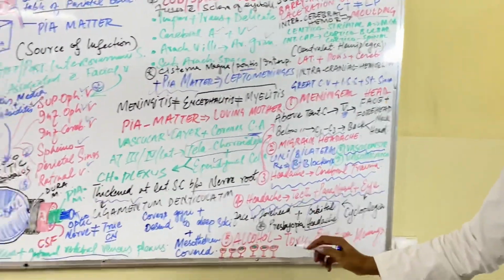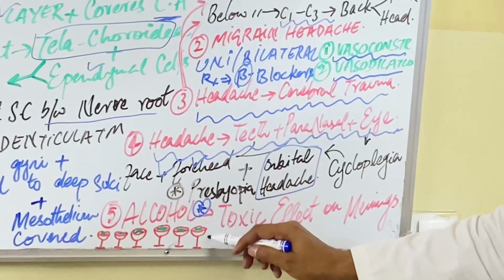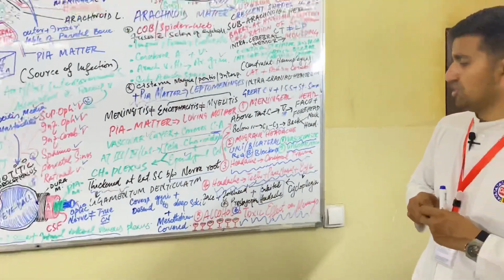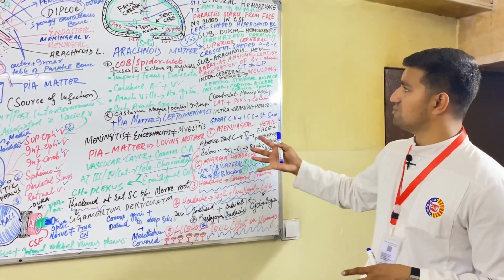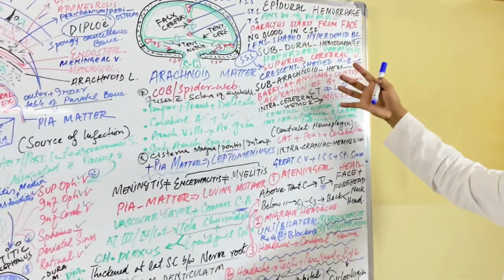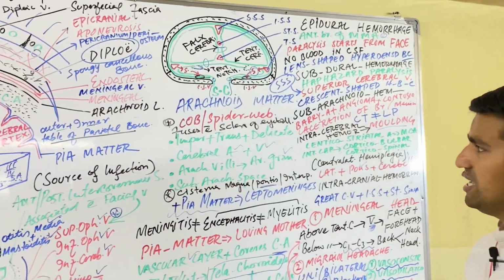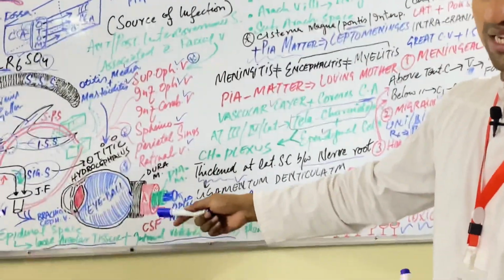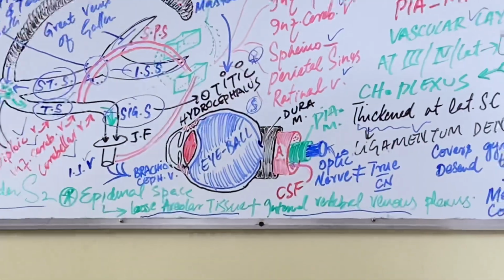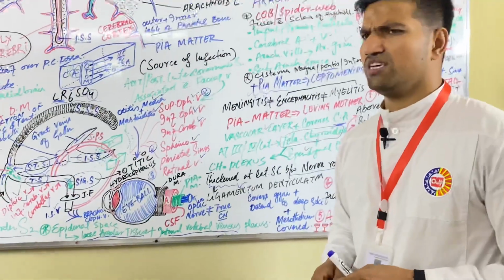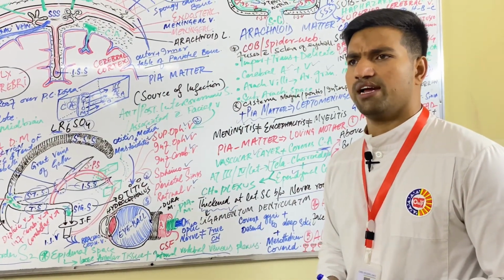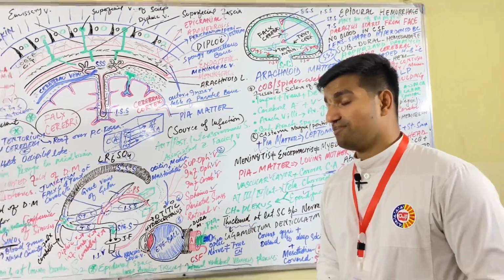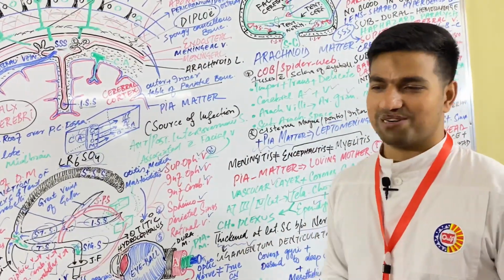Then last but not least, we have alcohol headache, because alcohol has a toxic effect on the meninges. So these five types of headache with these clinical features you must not forget. Then the arachnoid mater characteristic features, and the retina as an extension of the diencephalon. Retina is the extension of the diencephalon, and the olfactory bulb is the extension of the telencephalon. Am I right or not? You have to answer this in the comment box.